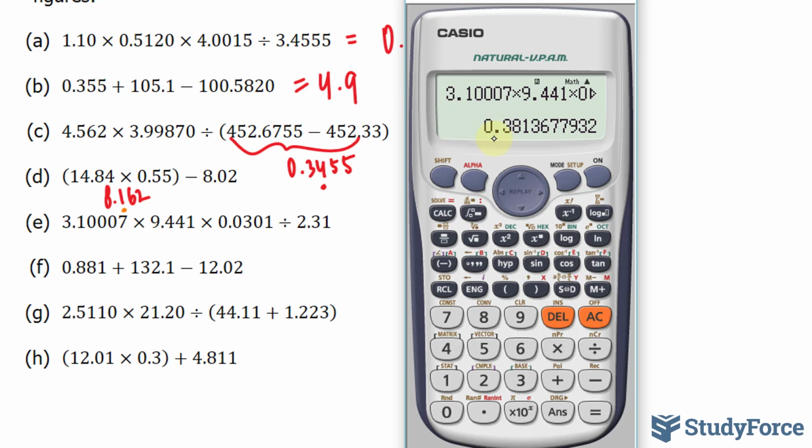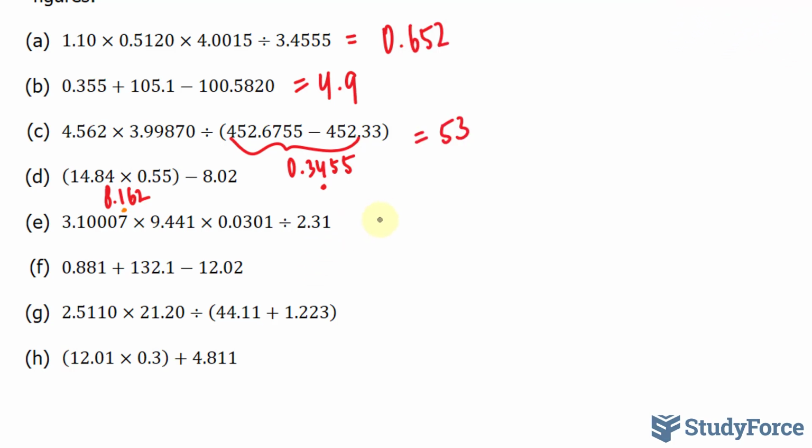Now I said earlier that it has to have 3 significant figures. So anything after this one is insignificant. Before you record your answer, you have to check to see if the first number that's discarded is greater than 5. Notice that this 3 is less than 5, so we won't round up. Our final answer is 0.381.